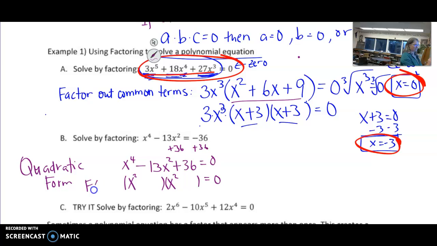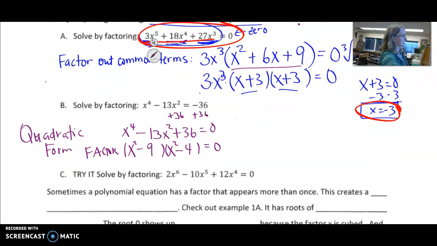So I'm going to factor this. We need factors of 36 that add to -13. I want you to be thinking about it. Pause for a second and try to factor it. You should have gotten x squared minus 9 and x squared minus 4, because -9 times -4 equals 36, and -9 plus -4 adds to -13.